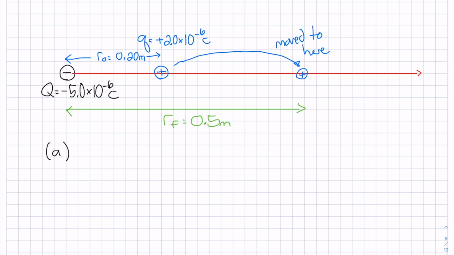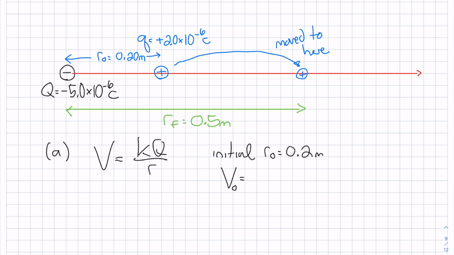So because we have a fixed point charge here, the capital Q, I'm going to find the potential at different locations due to that charge. The general formula for a point charge is K, and we're going to use Q here, over R, where R is the distance away from it. At the initial location, R is 0.2 meters. V naught is going to be KQ over R naught. So remember, K is a constant. It's 9 times 10 to the 9th newtons per meter squared, coulomb squared. So I'll use that in my equation.